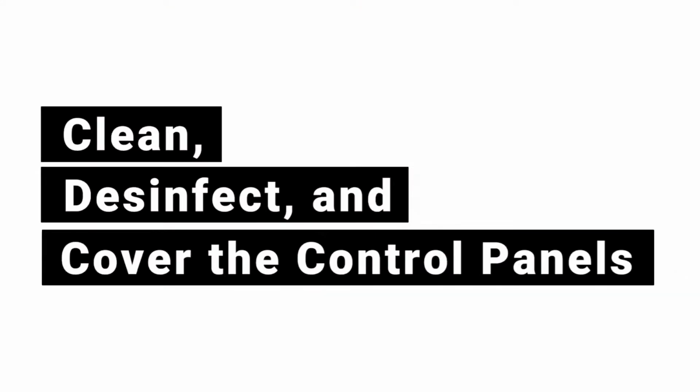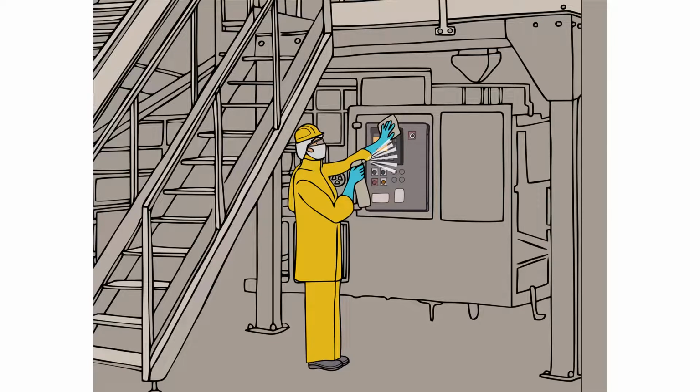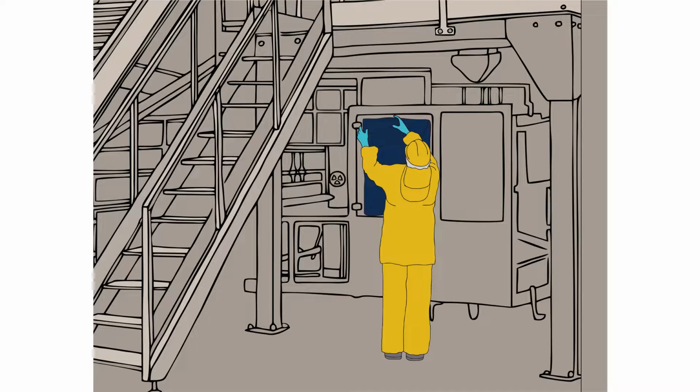Clean, disinfect, and cover the control panels. After removing the product, we start the cleaning. Using wipes, cloths, and chemicals, we clean and disinfect the control panels. We then cover the control panels to prevent them from becoming recontaminated during the cleaning procedure.